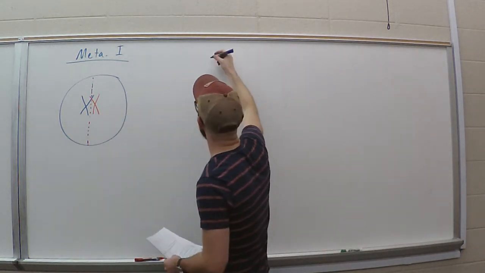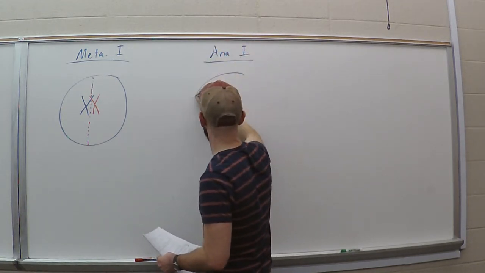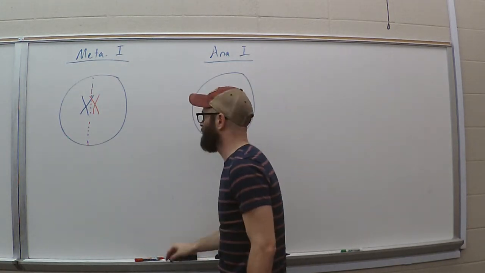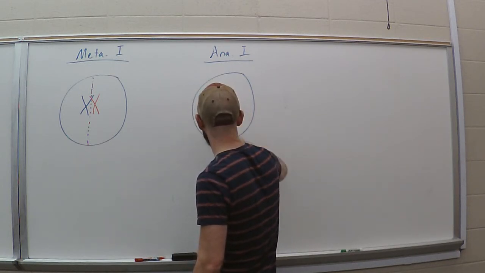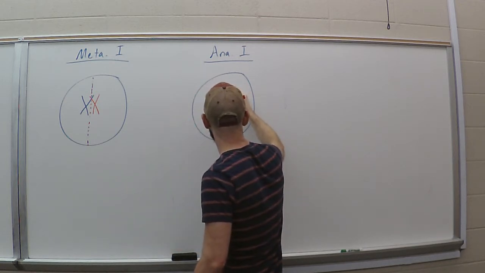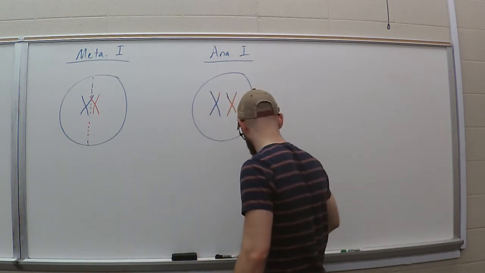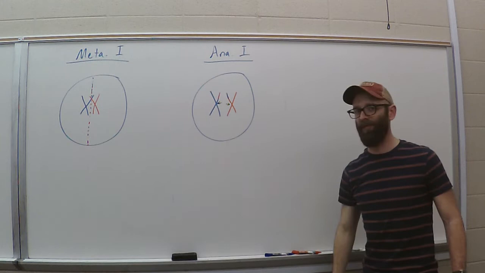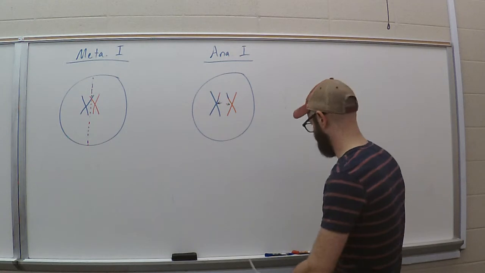But then in anaphase 1, the homologous chromosomes separate. So now make sure I get this the same. All right. I could have drawn them farther apart, but whatever. All right. In anaphase, they separate.